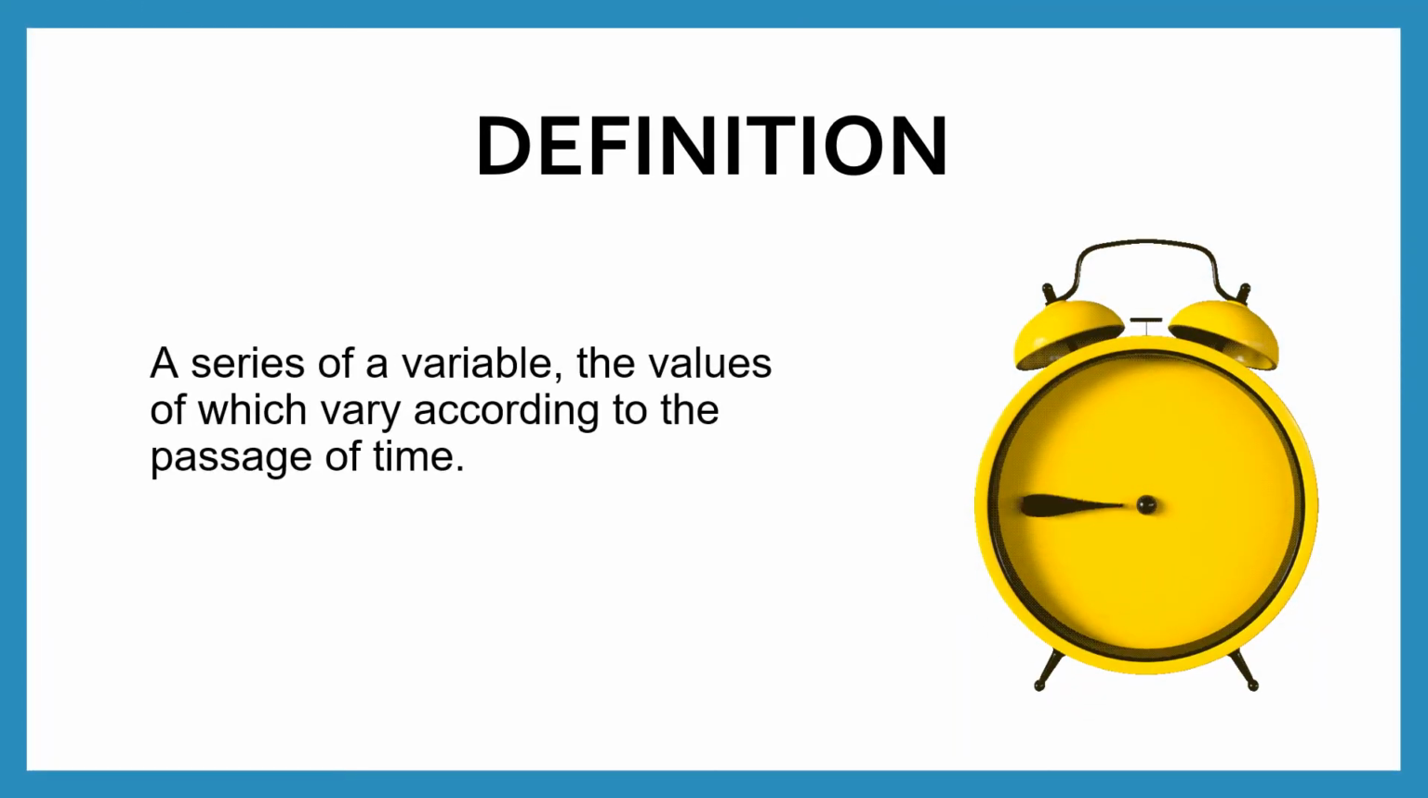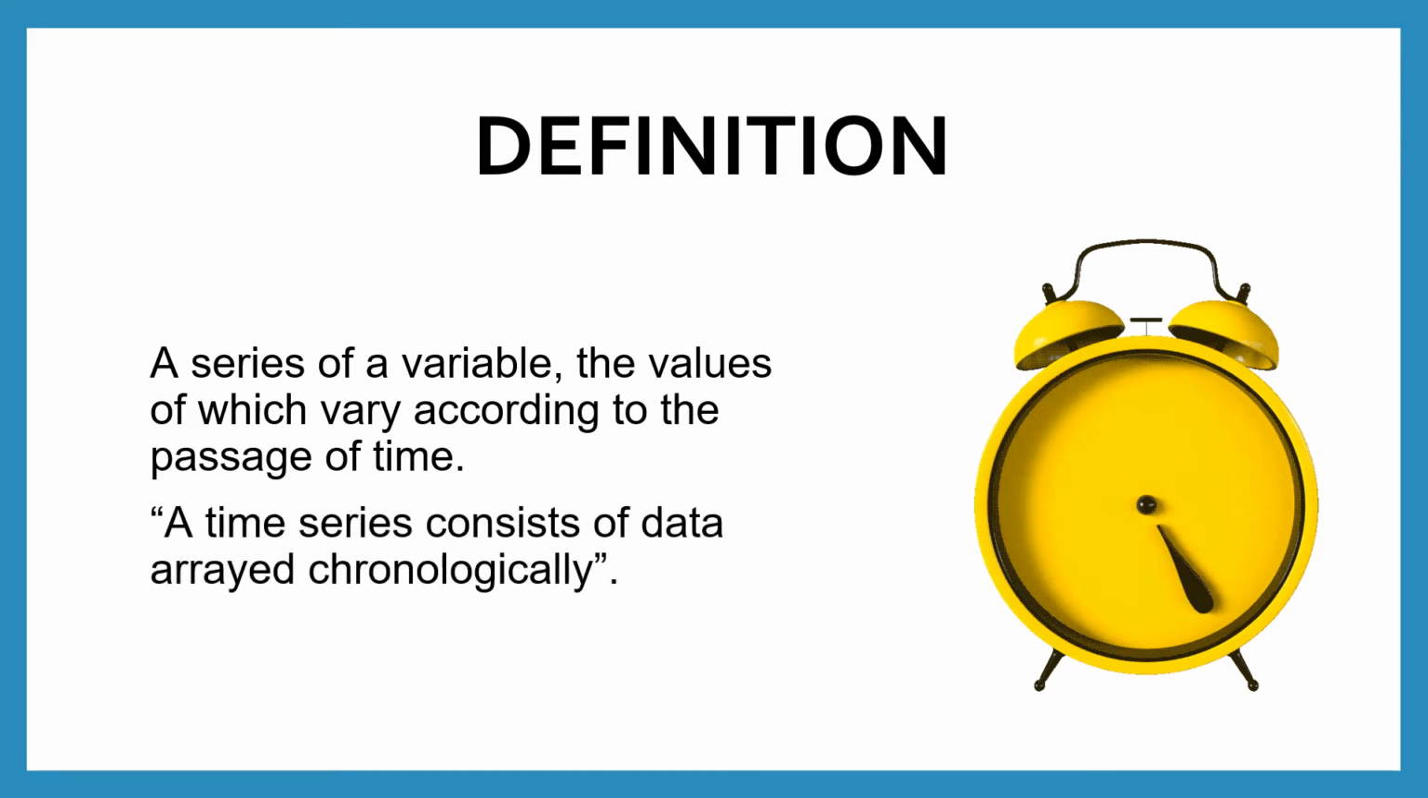Meaning, by a time series we mean a series of variables, the values of which vary according to the passage of time. In such types of variables, the time factor plays an important role in affecting the variable to a marked extent. For example, a series relating to the consumption, production, or prices of certain goods, a series relating to purchase, sales, profit, or loss of a certain business concern, and etc.